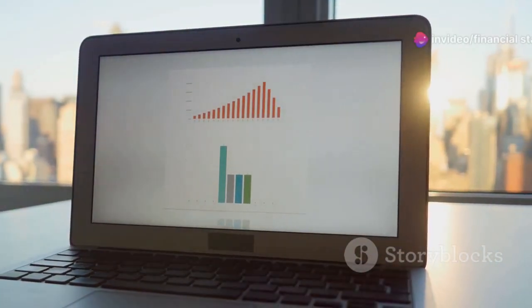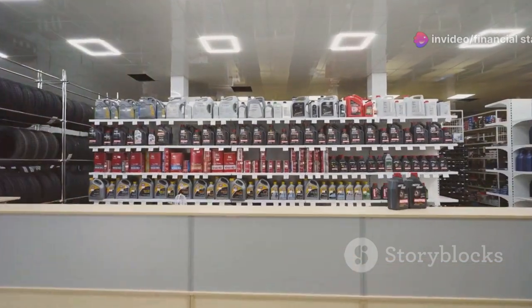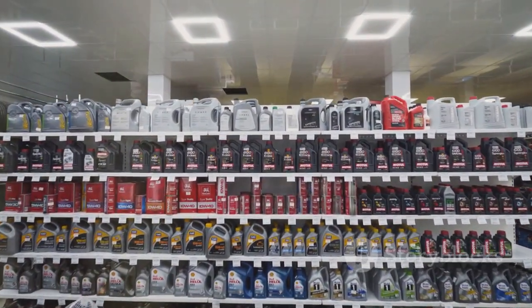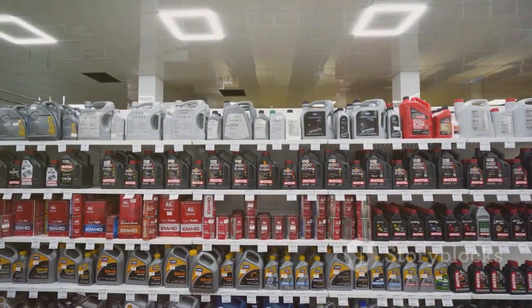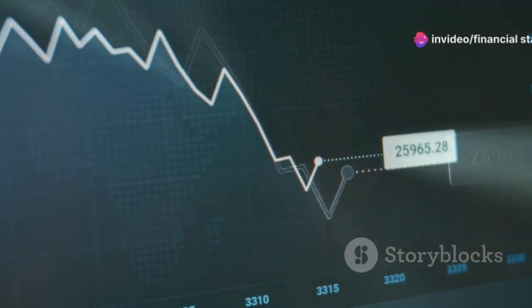Scenario 9. What does a declining return on assets, ROA, typically suggest? Imagine you own a store, but over the past year, even though you've invested in more shelves and stock, you're making less money from your assets. That's what a declining return on assets, ROA, looks like.